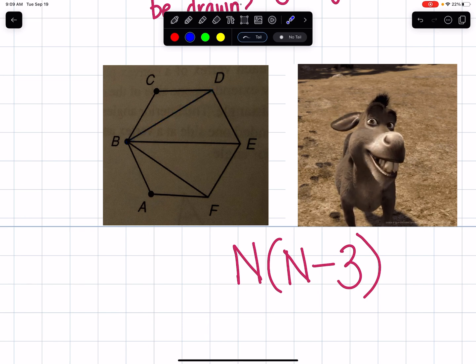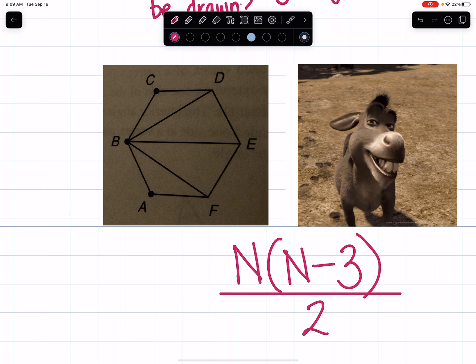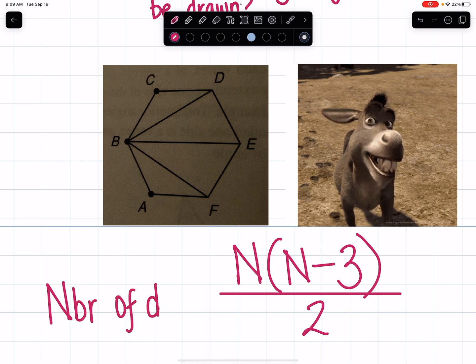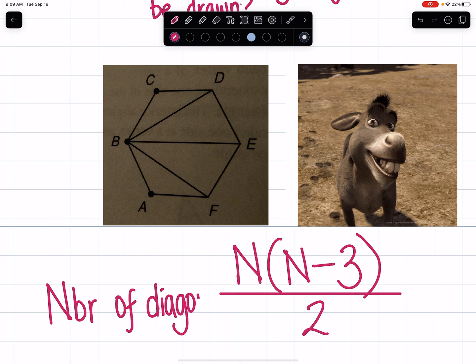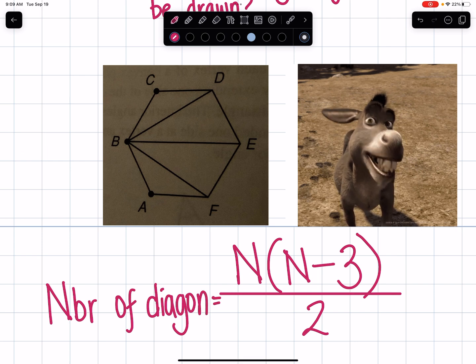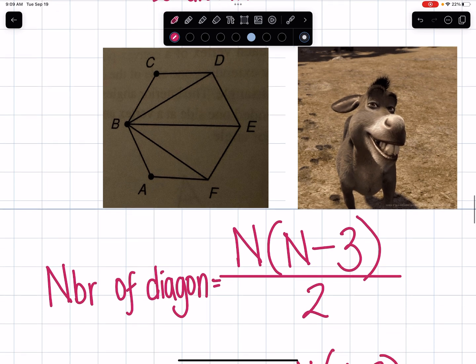So by that logic, since we don't want to double count each line because each single line has 2 vertices, in order to not double count it, we have to divide the whole thing by 2. And this is the formula for the number of diagonals. Now they don't want you to memorize it. I'm not going to draw a cloud around it, which would mean that you have to remember it. They just want you to know how to derive it and how they got it. Okay, so let's see if it works here.